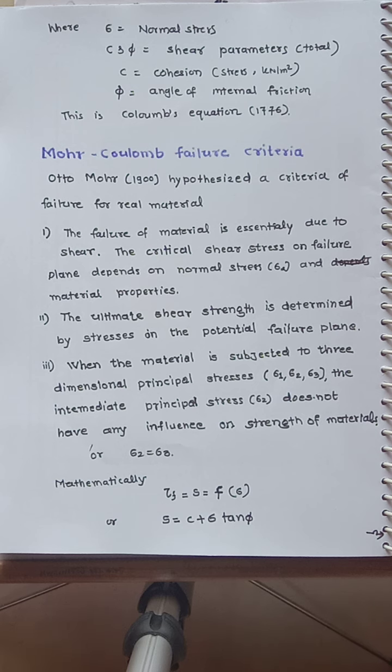As we studied in the last lecture, between the major principal stress and the minor principal stress there is also an intermediate principal stress, that is sigma 2. But as per this theory, sigma 2 is not responsible for the failure plane. That is the meaning: only sigma 1 and sigma 3 participate. Usually we can also say that sigma 2 is equal to sigma 3. Okay, we'll see that further.